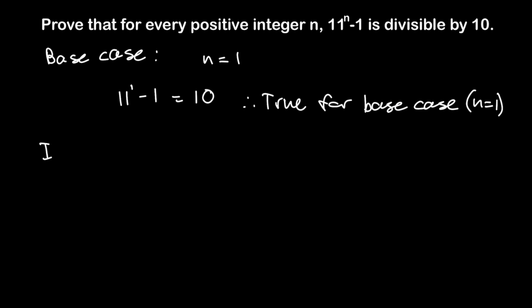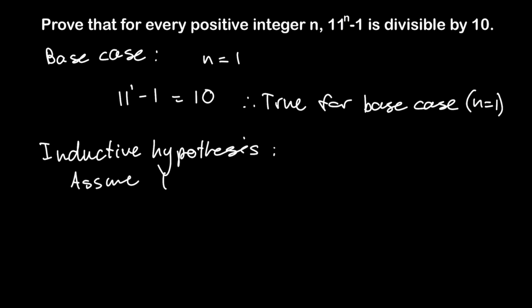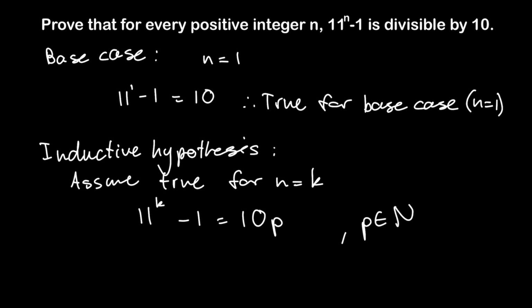Okay, now we use the inductive hypothesis. And for this, we assume it to be true for n equals k. So what we're saying is 11 to the power of k, because we're substituting in k for n, minus 1 is equal to 10 times some natural number p. So we say p is an element of natural numbers.